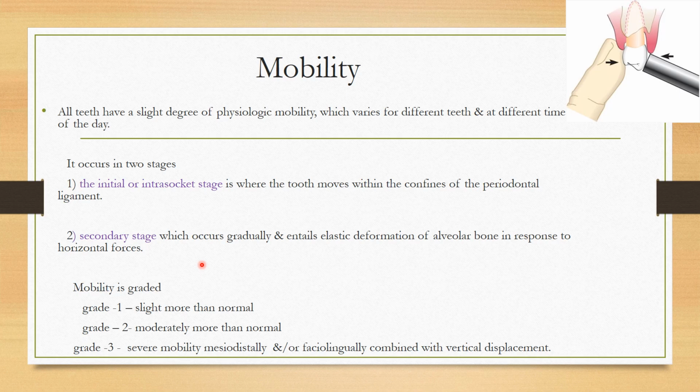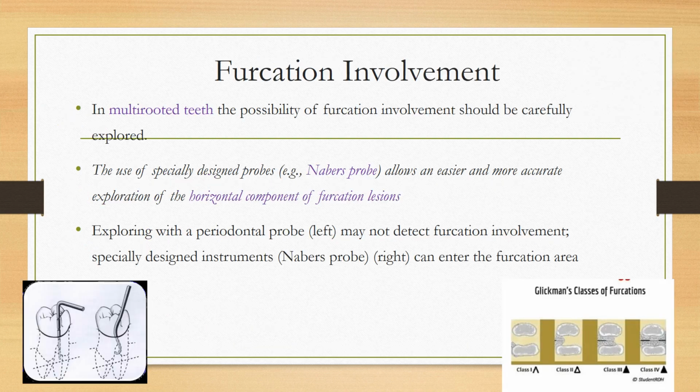This can be checked either by one finger and one instrument, or by two instruments. It is graded into grade 1, grade 2, and grade 3. What is grade 1? It is slightly more than normal. Grade 2 is moderately more than normal. And grade 3 is severe mobility, that is mesiodistally or faciolingually combined with vertical displacement.